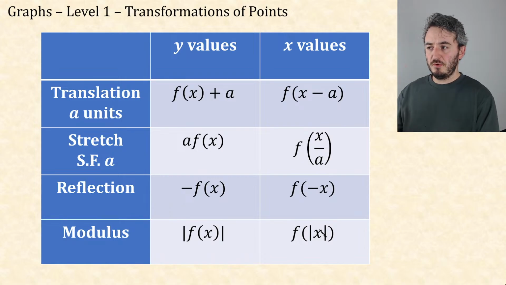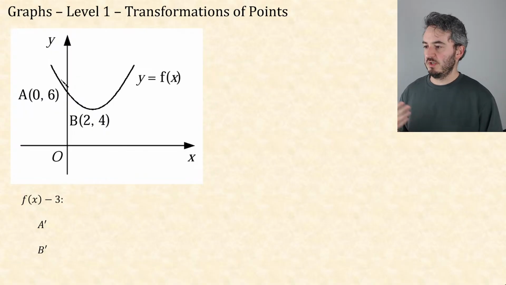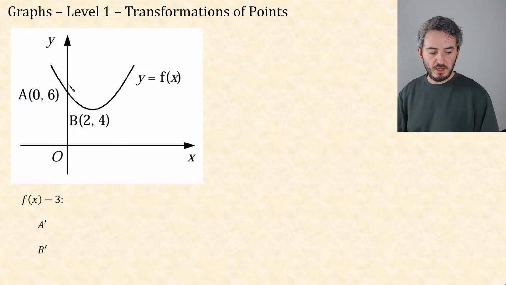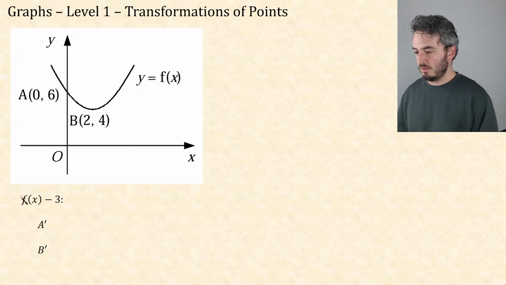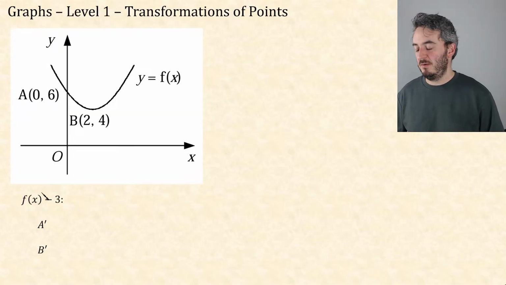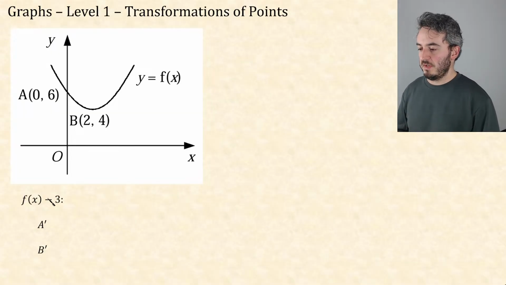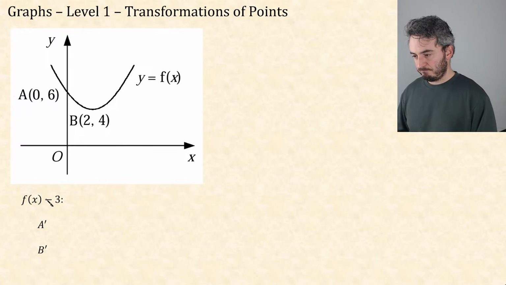Okay, let's review this. This is level 1. This is just transformation of points. So if we have a function like this, it looks like a quadratic, but it actually doesn't matter what it is. We've got these points A and B, and the basic question is, where do these points go under different transformations? So try to answer these in your head. I'm going to talk through each of them. We're going to go through all 8 transformations here just as examples.